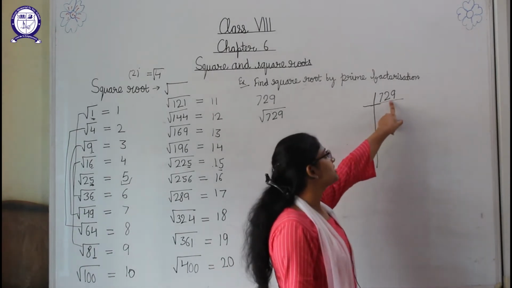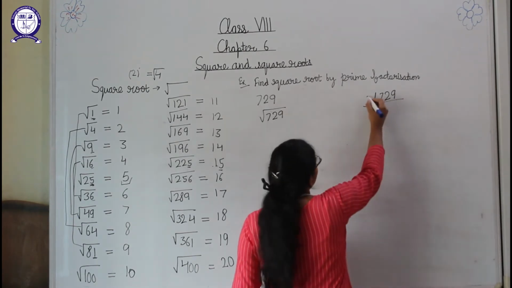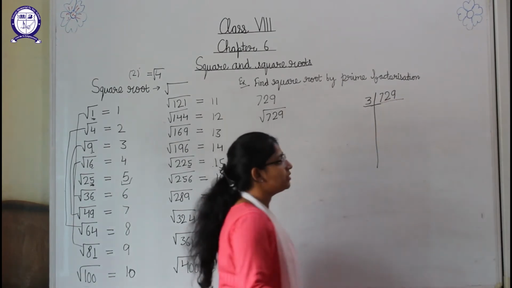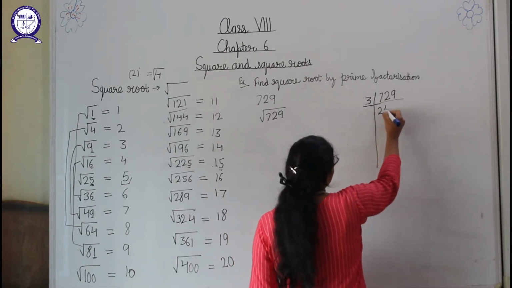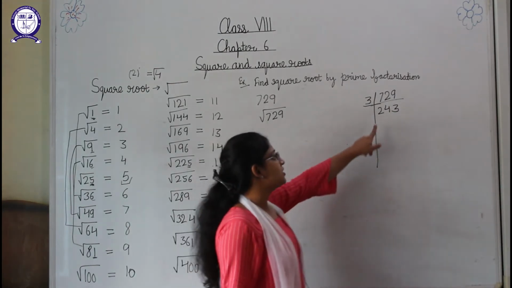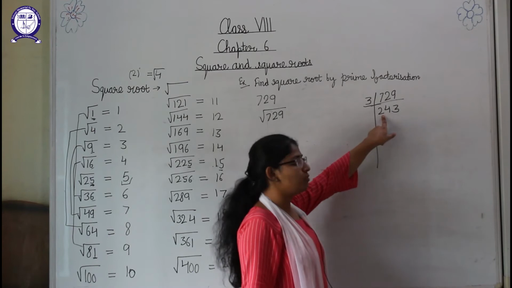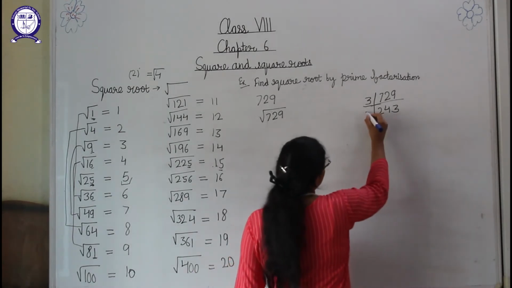So 7 plus 2 is 9 and 9 plus 9 is 18, and 18 is a multiple of 3. It means 729 can be divided by 3. Okay, so here 3 2s is 6, 3 4s is 12, and 3 3s is 9. Now we will again check for 3. 6 plus 2 plus 4 is 12, and 1 plus 2 is 3. So it is also divisible by 3.